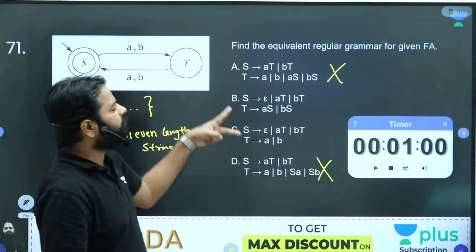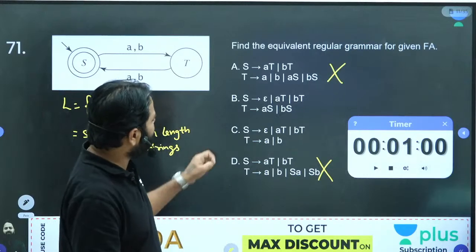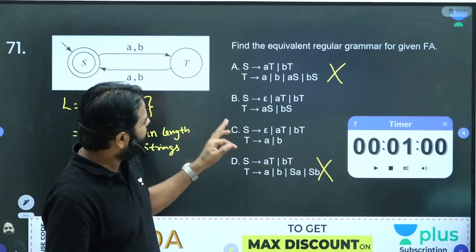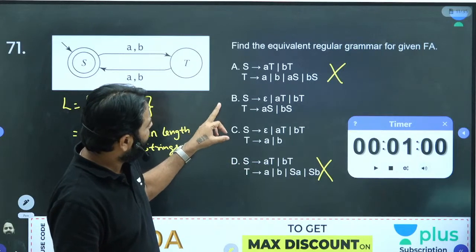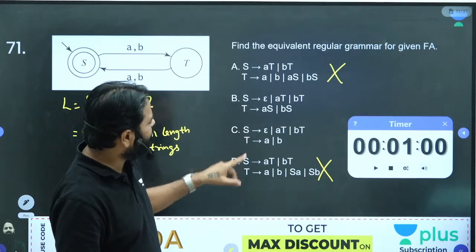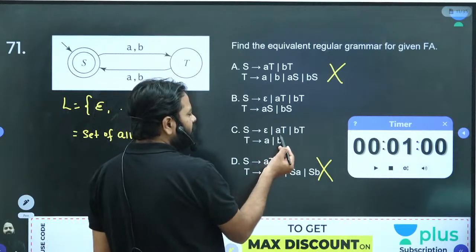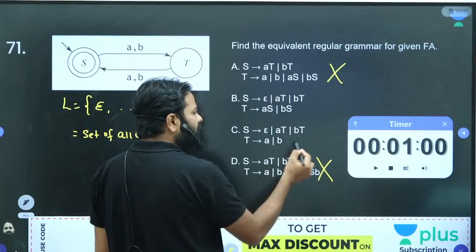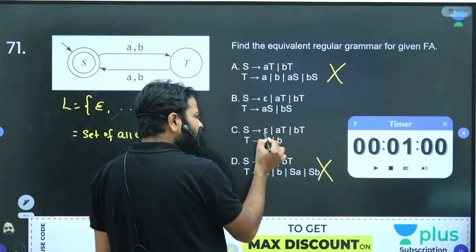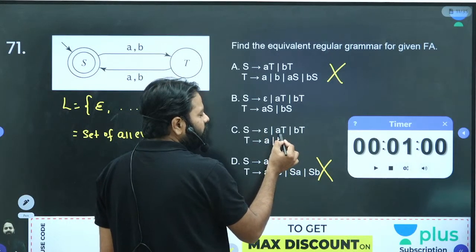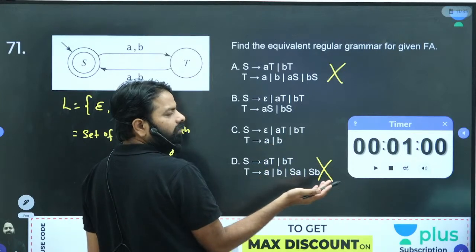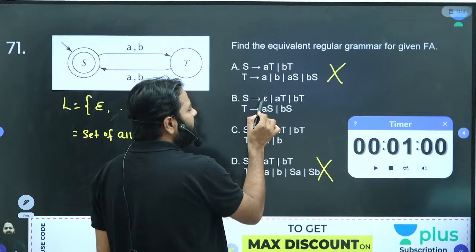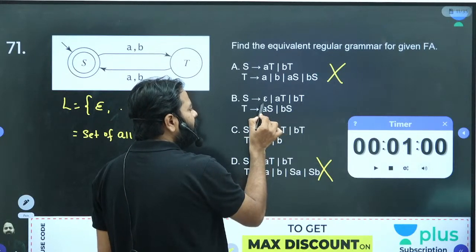Out of these two, which one is generating even lengths? Check quickly. Is there anybody generating odd length? This is a mistake that you can easily identify here. What is it doing? T is A or B. This language, whatever it is, generates 0 length and 2 length, not beyond. Yes or no? Only 0 and 2 length it generates.